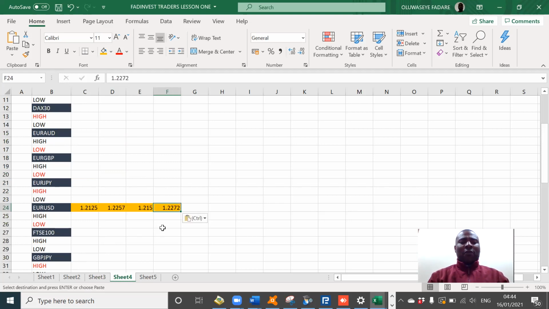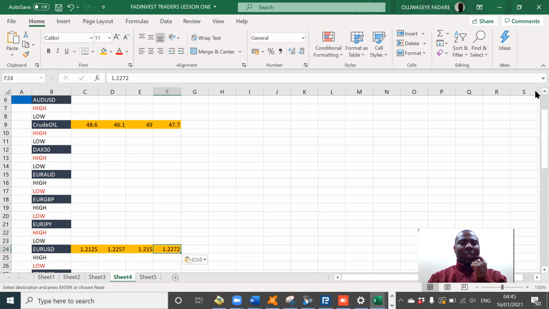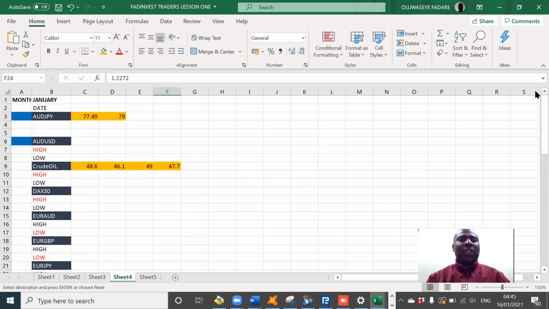So we have 4 positions already made in Euro USD. We have 4 positions already made in crude oil, and we have 2 positions in AUD Japan yen. So what is our next line of action? This will now help us to have an idea of the direction of the market. How will it help us? Let's draw this. Let's take this now into a graph.